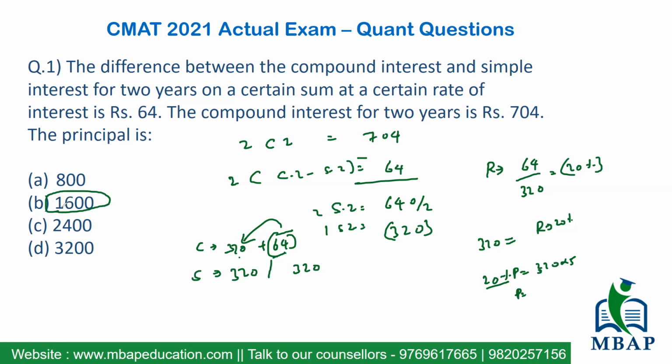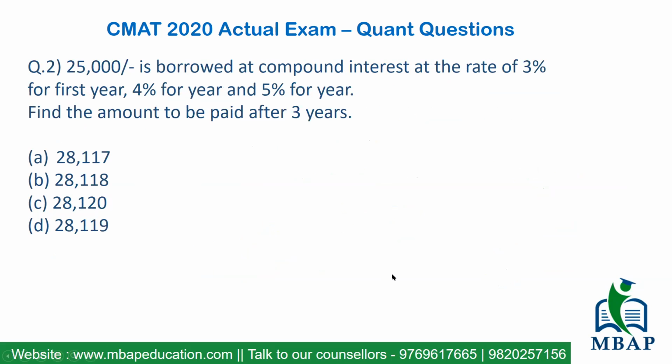How did we proceed? The 2 year CI has been given to you. The difference of CI and SI has been given to you. So we found out the SI for 2 years and then for 1 year. By using that, we understood that the rate of interest is going to be 20%. For the first year, the SI itself was 320 rupees. So 20% of the principal is the value 320. Hence, the total principal would be as simple as 320 into 5, which is 1600. I hope all of you have understood the question well. If this is clear, let's move on to the next question.